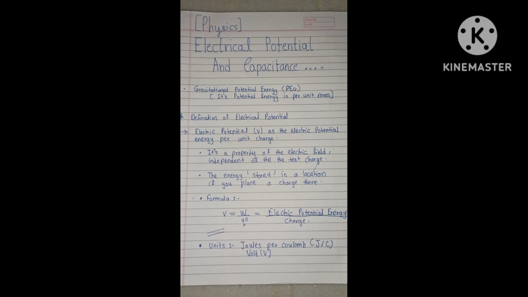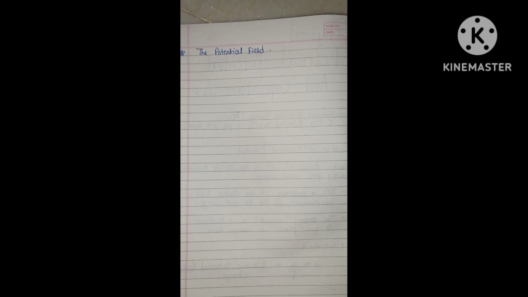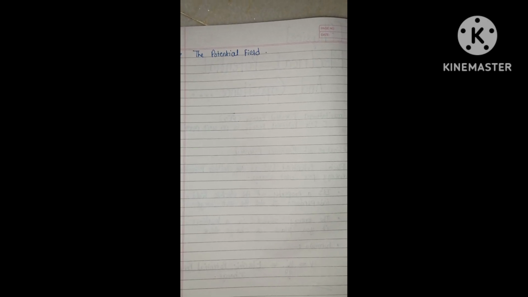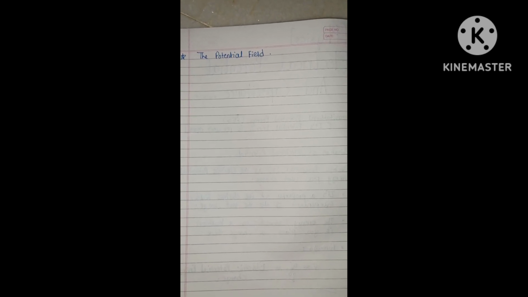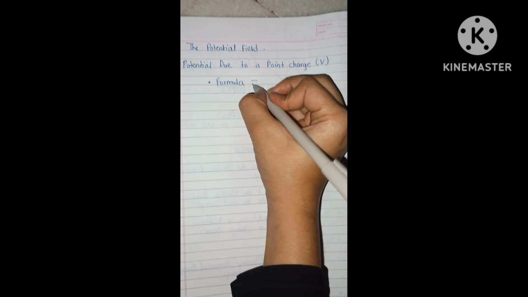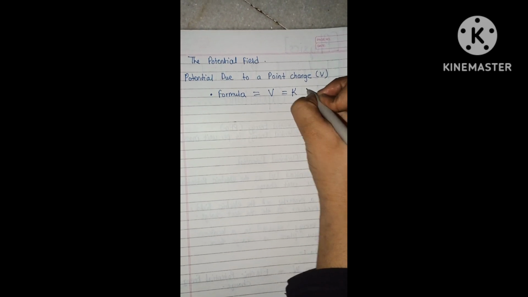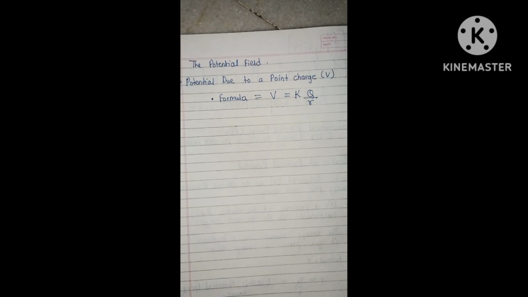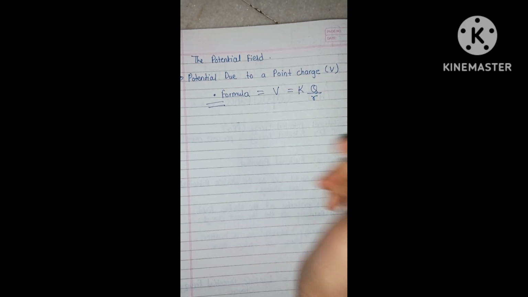So now our next topic is the potential field. In that we are going to learn potential due to point charge, potential difference (voltage), work energy theorem and relationship to electric field. So now we will start with potential due to point charge. The formula for this is V equal to K times charge over r. Okay, you have to remember every formula in this lesson.